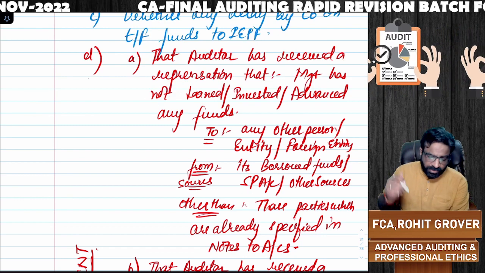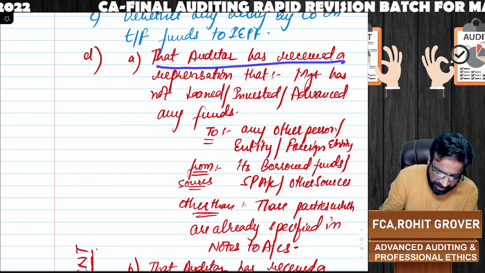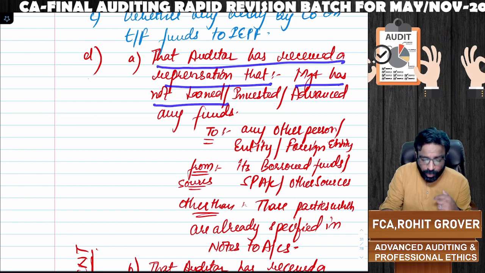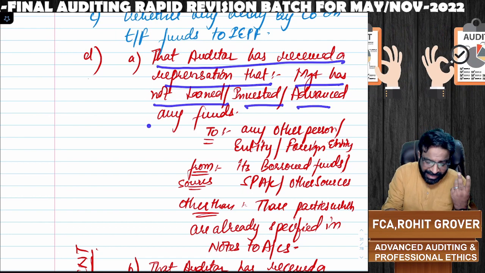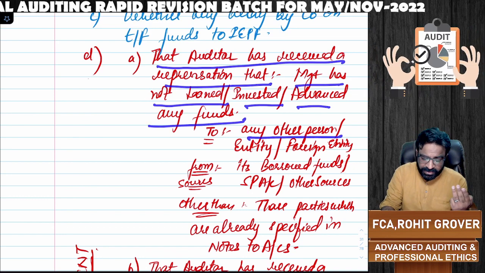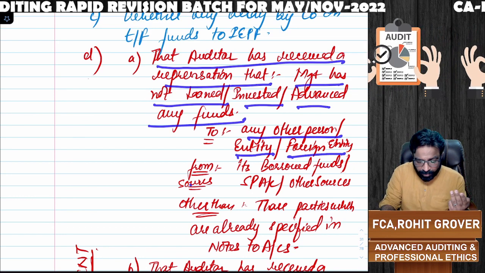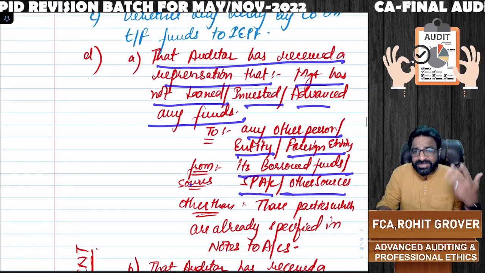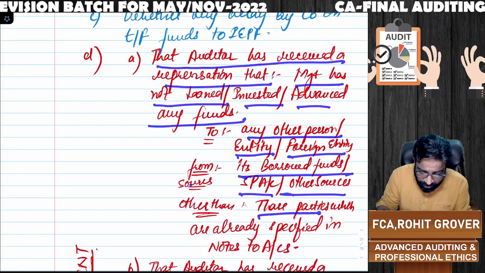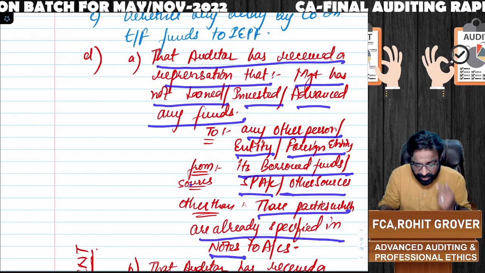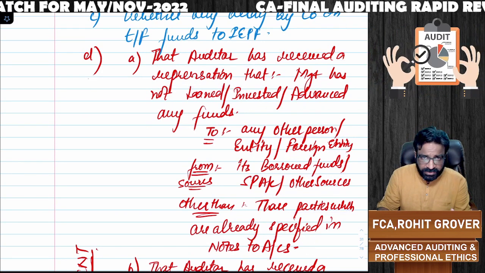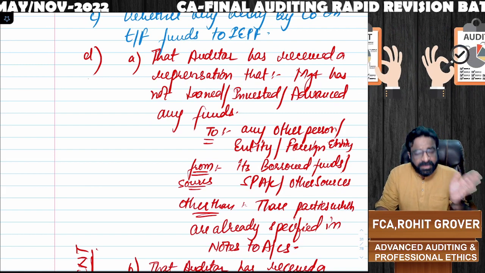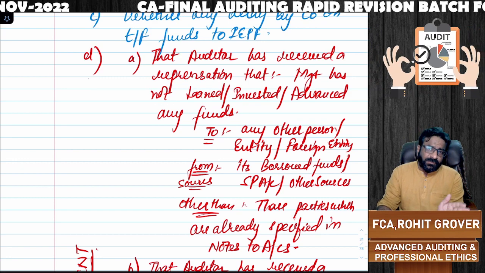Are you getting the point? So read the point, that the auditor has received a representation that management has not loaned, not invested, not advanced any funds, meaning outflow, to any person, to any entity, to any foreign entity from its borrowed funds, securities premium account, and other sources, which loans, advances, and investments other than those parties which are already specified in notes to accounts. Which are already specified in notes to accounts, I'm not bothered about that. This point is, please tell me if you have given or not.